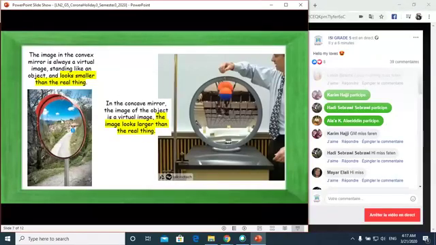We have convex mirrors, and they give a smaller image. The image of the things will look smaller. Here I have concave mirrors, they give an image that is bigger than the object. In concave mirrors, the image of the object is larger or bigger than the real thing.